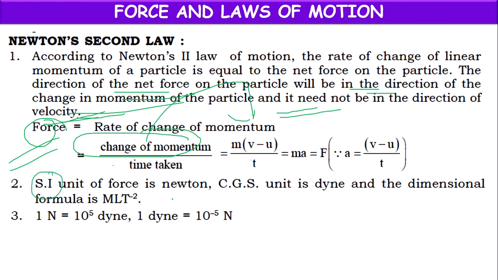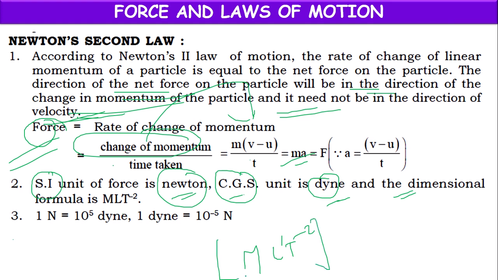The SI unit of force is Newton, the CGS unit is dyne, and its dimensional formula is: mass, the dimensional formula is M; acceleration, the dimensional formula is L T power minus 2. So M L T power minus 2 is the dimensional formula for force. And the relation between SI unit and CGS unit is 1 Newton equal to 10 power 5 dyne, or 1 dyne equal to 10 power minus 5 newtons.